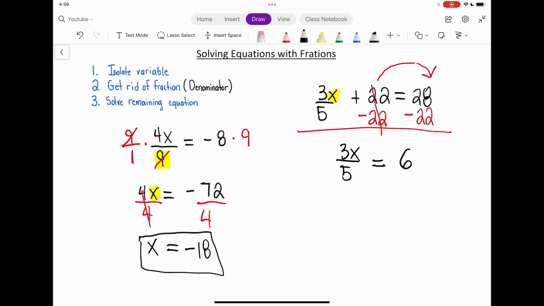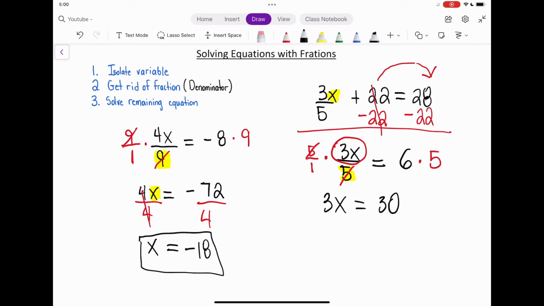Now, similar to the first problem, we're going to get rid of our fraction right now, right? So we're multiplying by our denominator. So I'm going to multiply by 5 over 1, right? Our 5s cancel out. All I'm left with is that 3x on this side of the equal sign, right? And then we'll go on the other side and we're going to multiply by 5 as well. All right? 6 times 5 is 30.